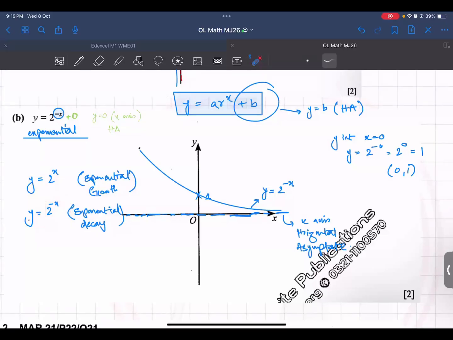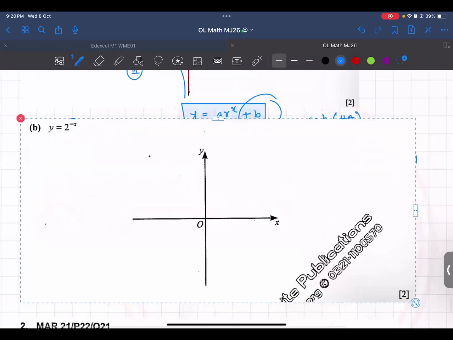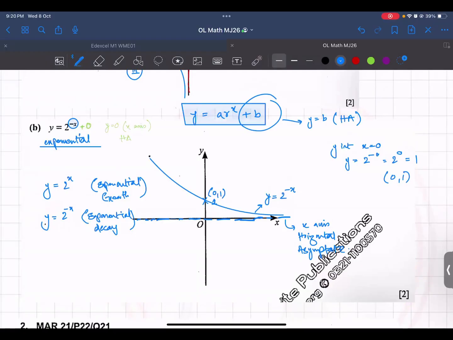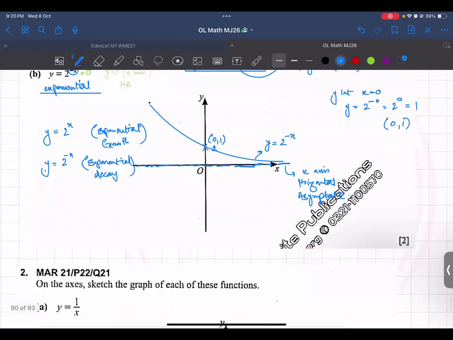with exponential. Let's see if we have some more examples. So this is a good one, easy 2 marks. You showed the y-intercept. It is 0, comma 1. You plotted, your graph passes through it, and the shape. Okay, now moving on to the next one.